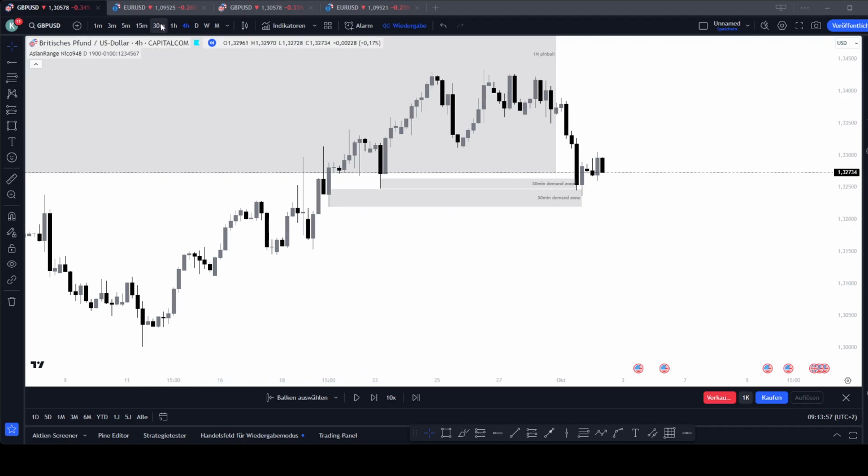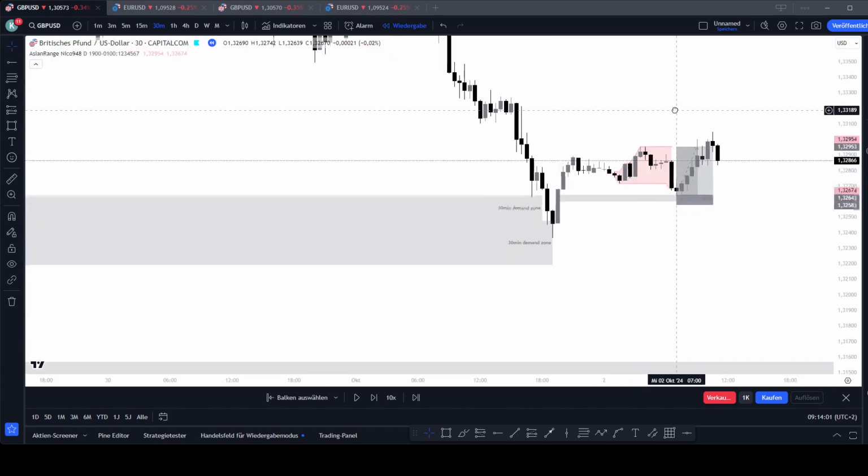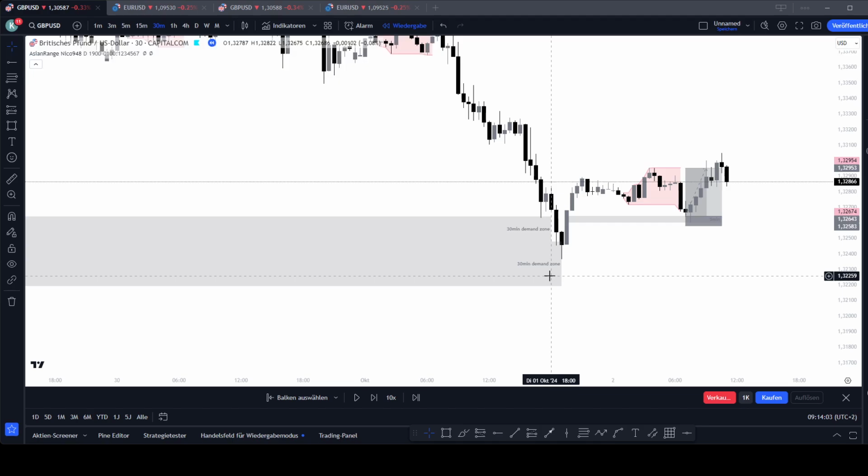So I have to scale in to the 4-hour time frame, and upon scaling in on and on, I was able to identify demand zones, two demand zones where price got this reaction from. And since my main focus in trading is demand zones and supply zones, that's the concept of my trading.